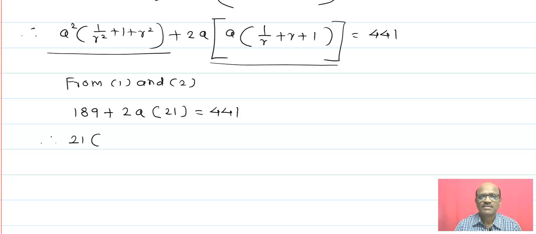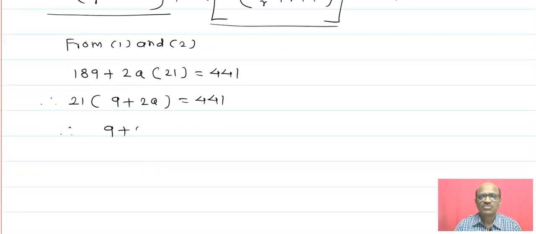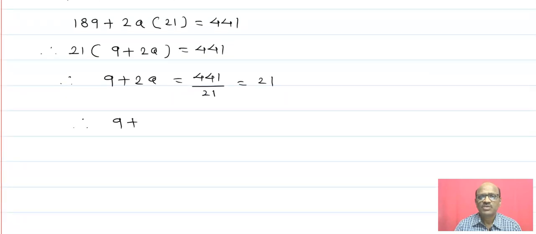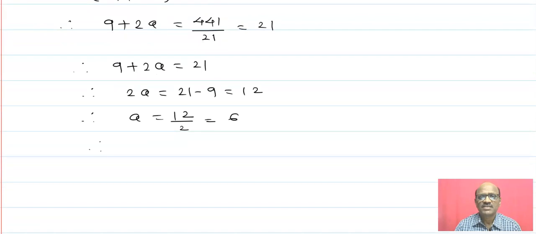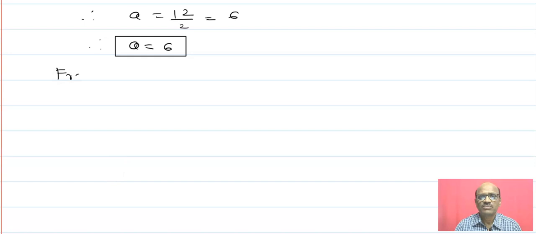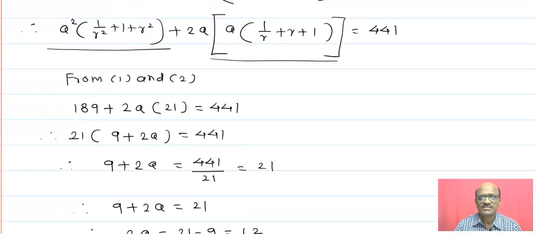Therefore, now we will simplify this. That is, 21 is common. That is 21 in bracket 9 plus 2a is equal to 441. Therefore, 9 plus 2a is equal to 441 upon 21, that is equal to 21. Therefore, 2a is equal to 21 minus 9, is equal to 12. Therefore, a is equal to 12 upon 2. Therefore, a is equal to 6.